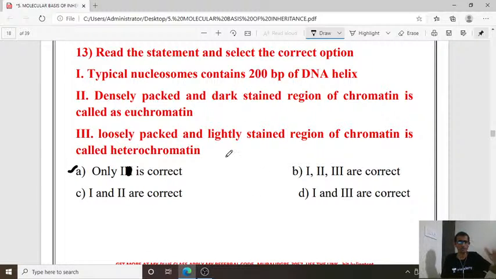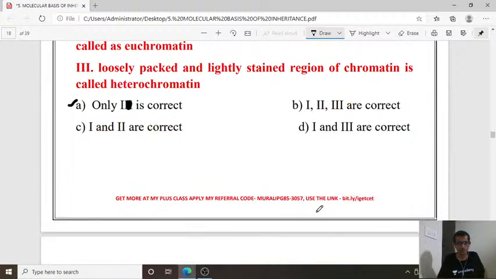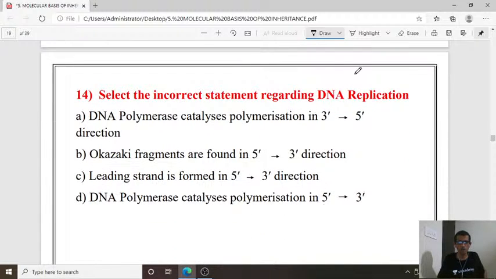But what about the second and third? Densely packed and dark stained regions of chromatin are called heterochromatin, isn't it? Loosely packed and lightly stained regions of chromatin are called euchromatin. So it is vice versa. This is wrong, isn't it? So only A is the right thing. Only the first sentence is right.